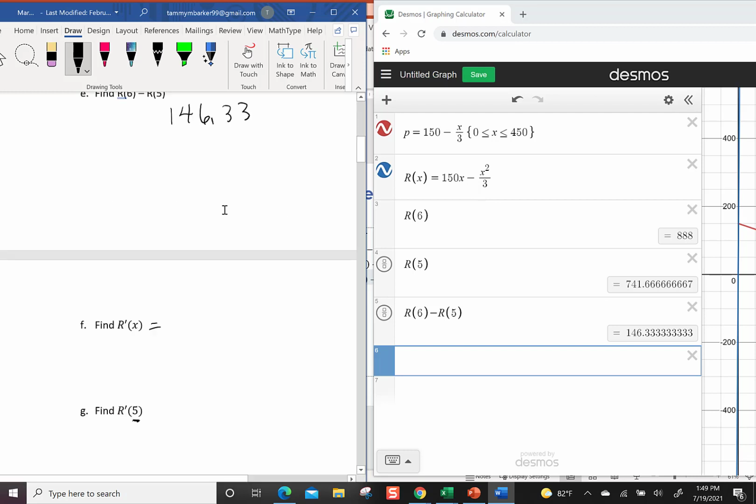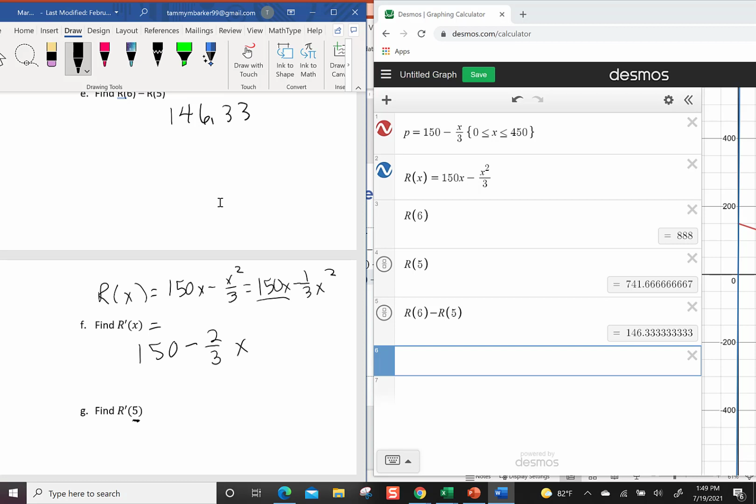146.33 thousand. In comparison, let's find the derivative. We had that R of x was equal to 150x minus x squared over 3. And remember, we can express that as 150x minus 1/3 of x squared. The derivative, 150x, just becomes 150. The 2 comes down with the negative 1/3, so I have negative 2/3 of x.